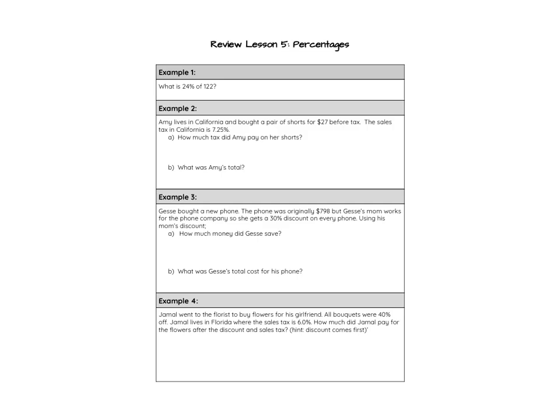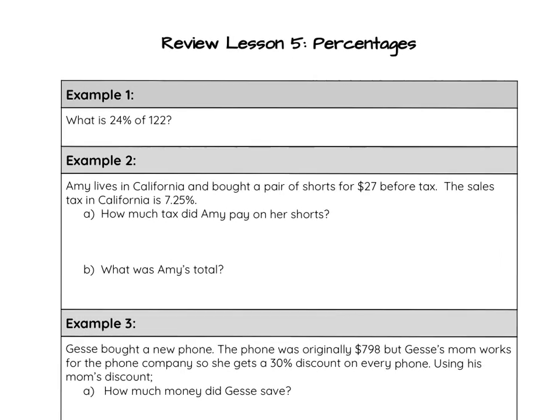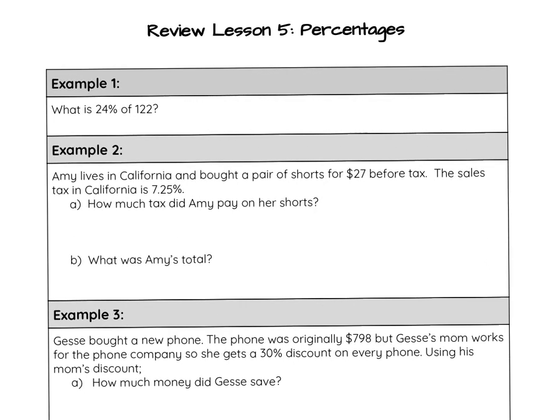Today's lesson is about percentages. So we have four different types of examples. So let me get to it. So example 1 is what is 24% of 122? This is a percent proportion question. So if you remember, is over of, or part over whole is equal to percent over 100.